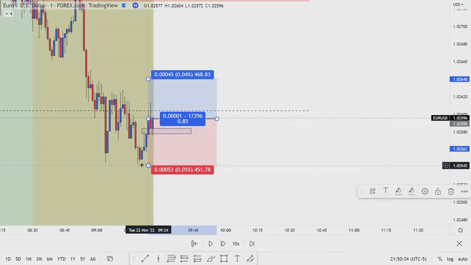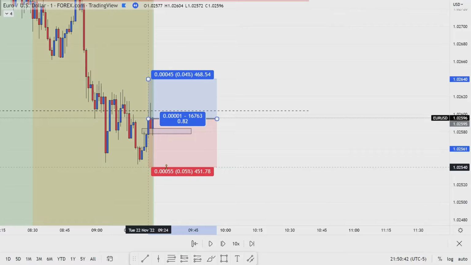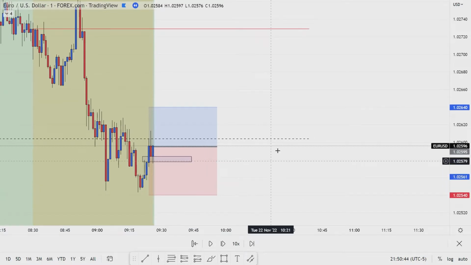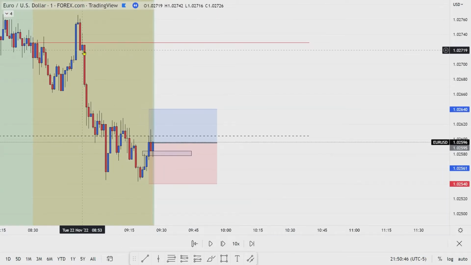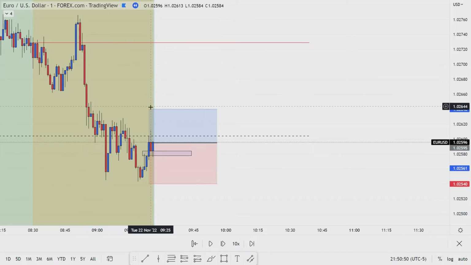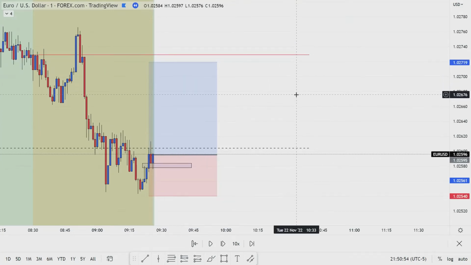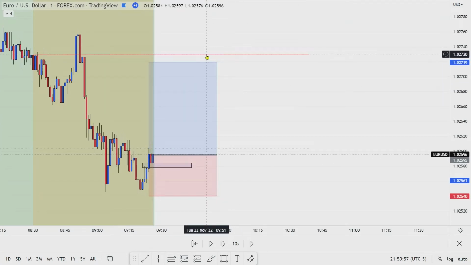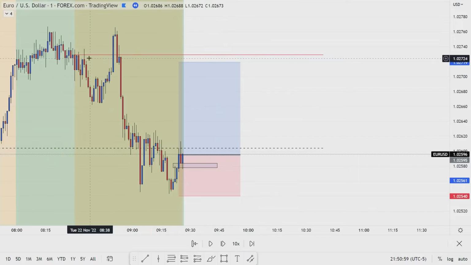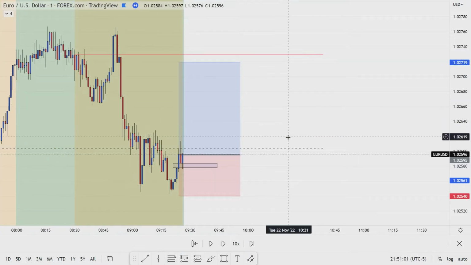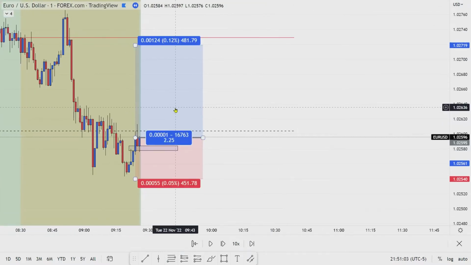So I would put the stop loss right below this low. And I would probably target this order block right here with this candle, which is right below the opening line for 8:30. This would be a pretty good setup for me.